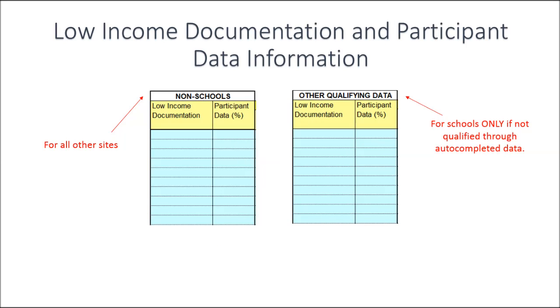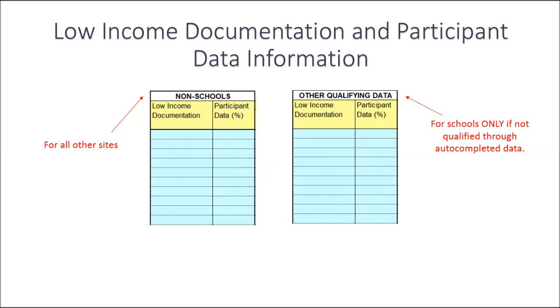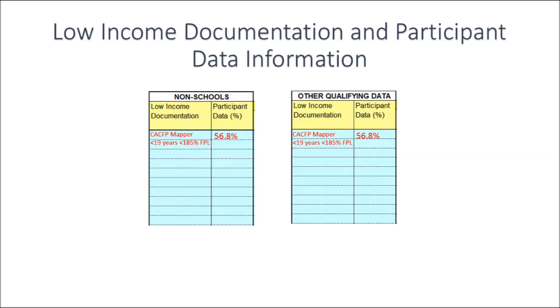For instance, if you used the ACS census data and found that 56.8% of your target population in your site were at or below 185% of the federal poverty level, you would type ACS census data alongside your tract number in the low-income documentation column and 56.8% in the participant data box. If you were using the CA-CFP data, you would write CA-CFP Mapper less than 19 years, less than 185% FPL.